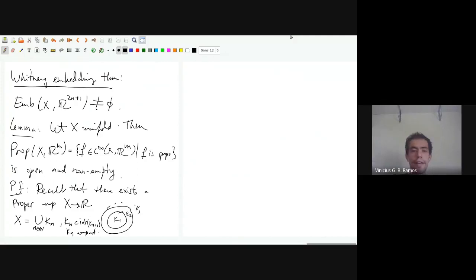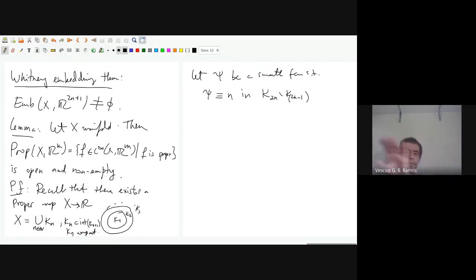And if you do that, then you can define a function. Let psi be a smooth function such that psi is identically equal to n in K_{2n} minus K_{2n-1}, something like that. So you fix it to be 1, and then you skip 1, and you fix it to be identically equal to 2. So you have some wiggle room to go between one and the other. And such that, actually, this is enough. And it's not very hard to see that this guy is proper.